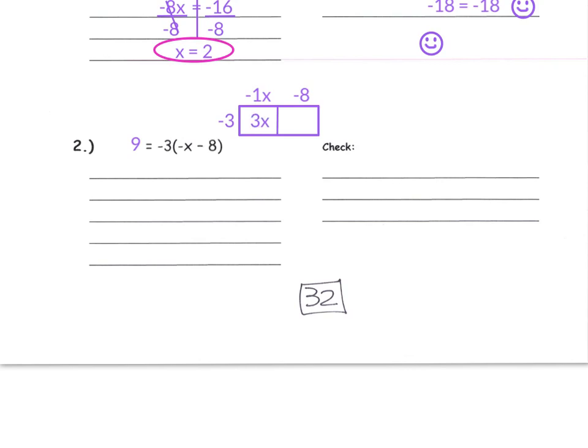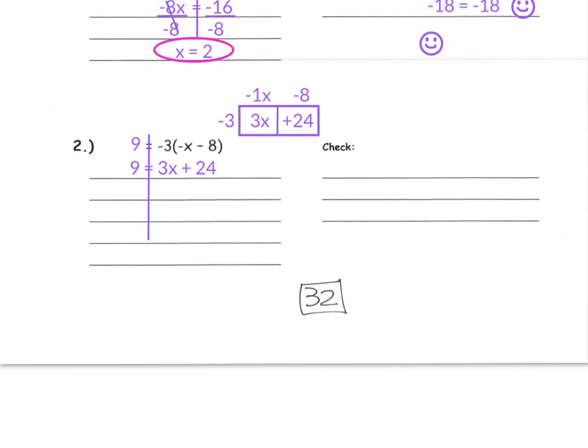And then on the side, I have -3 times -8. -3 times -8 we can put in our calculator, and we get positive 24. So then that gets replaced with what I had, the parentheses. So I'm going to rewrite my equation, and I'm going to draw the line down the middle so we can solve it. So now I have 9 equals 3x plus 24.